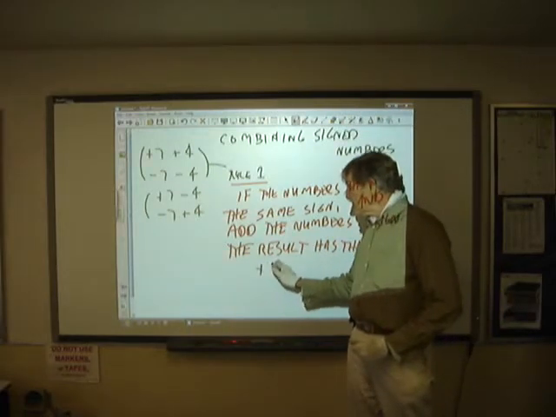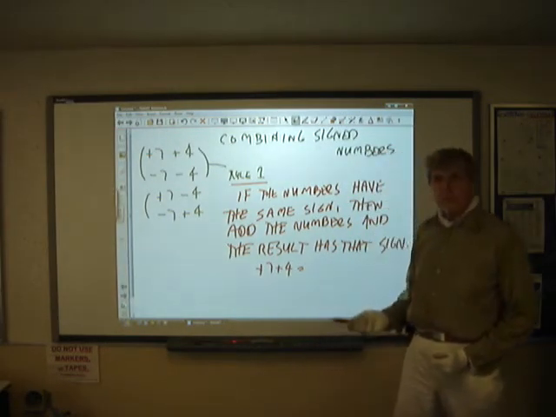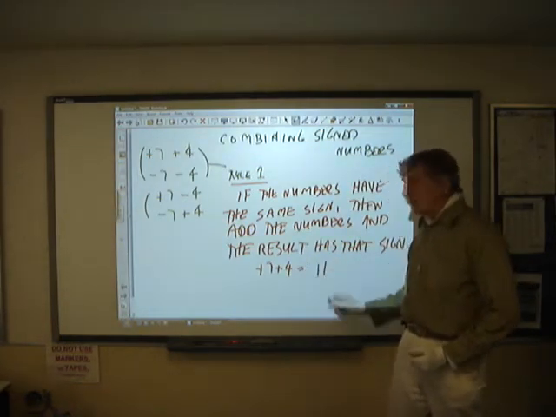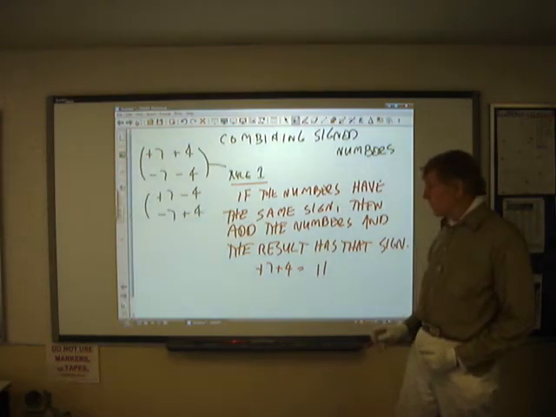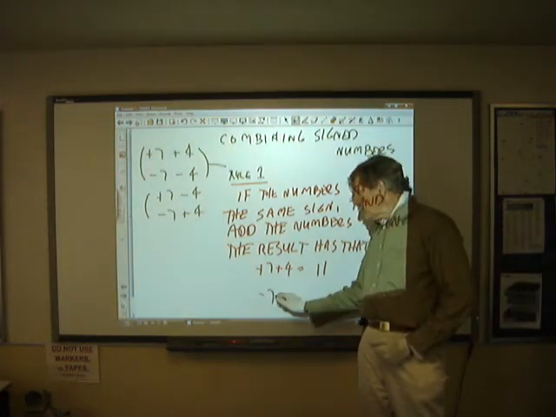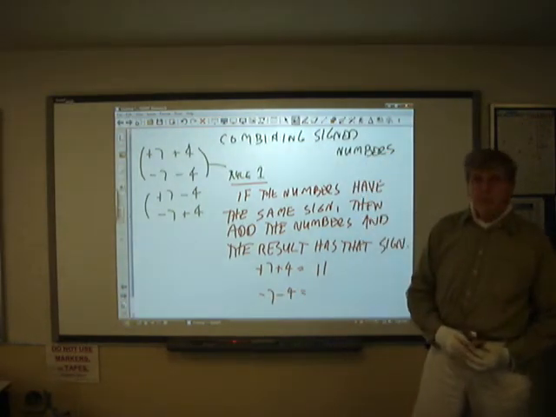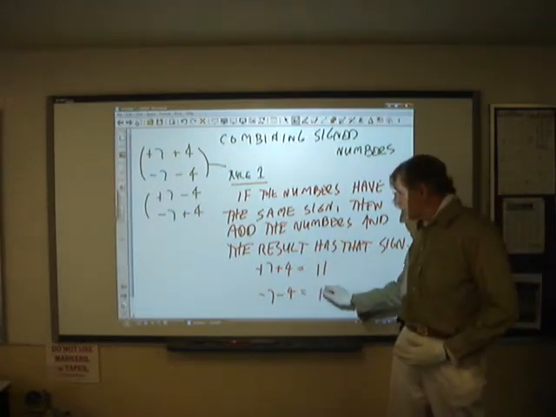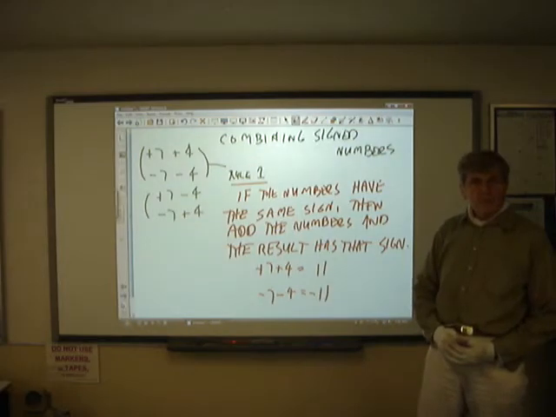So if we have the plus 7 plus 4, the numbers have the same sign, so Rule 1 applies. So we add the numbers producing the 11, and the answer has the sign. So the answer is a plus 11. If we have a minus 7 minus 4, the numbers now also have the same sign, and Rule 1 also applies. So we add the numbers producing the 11, and the answer has the sign in question.